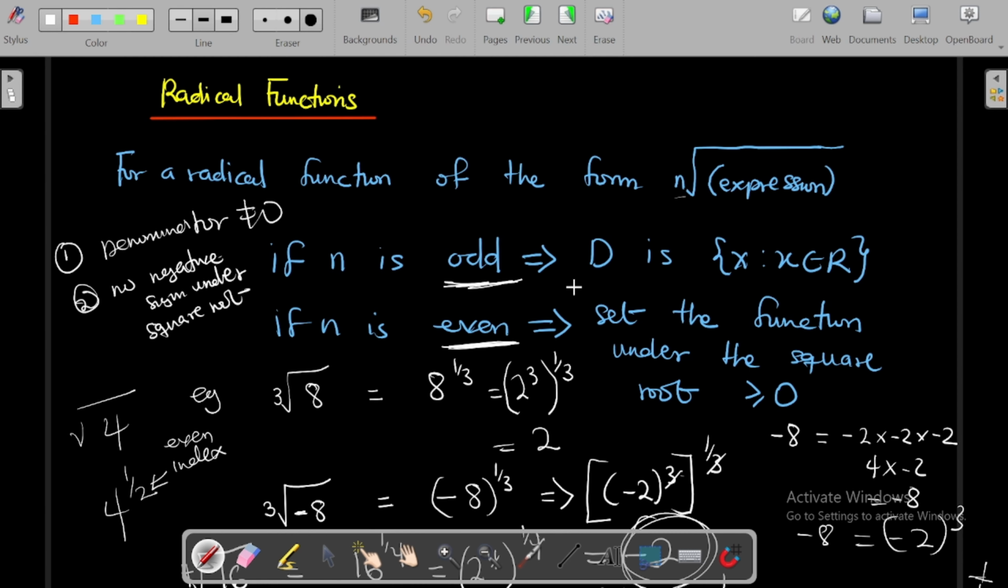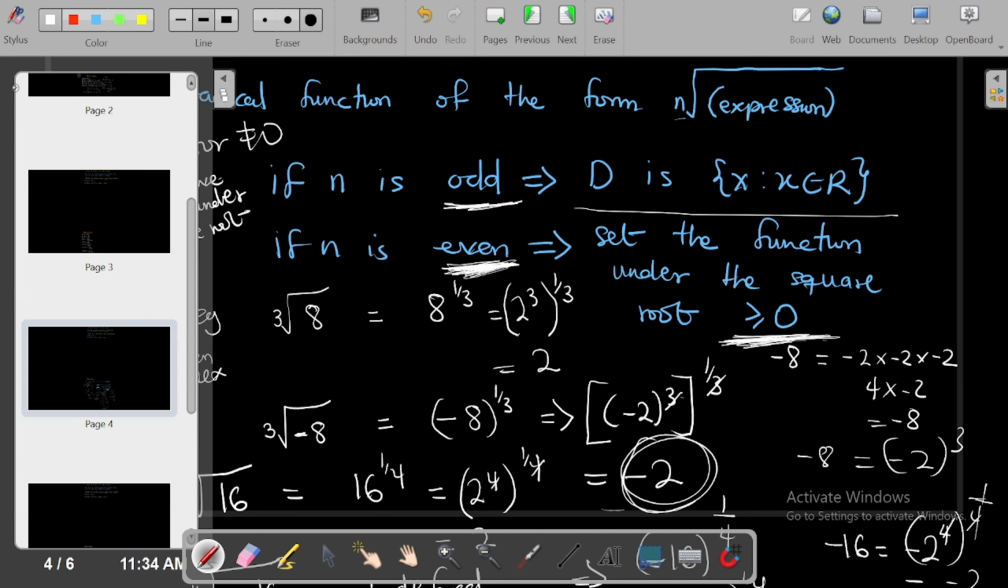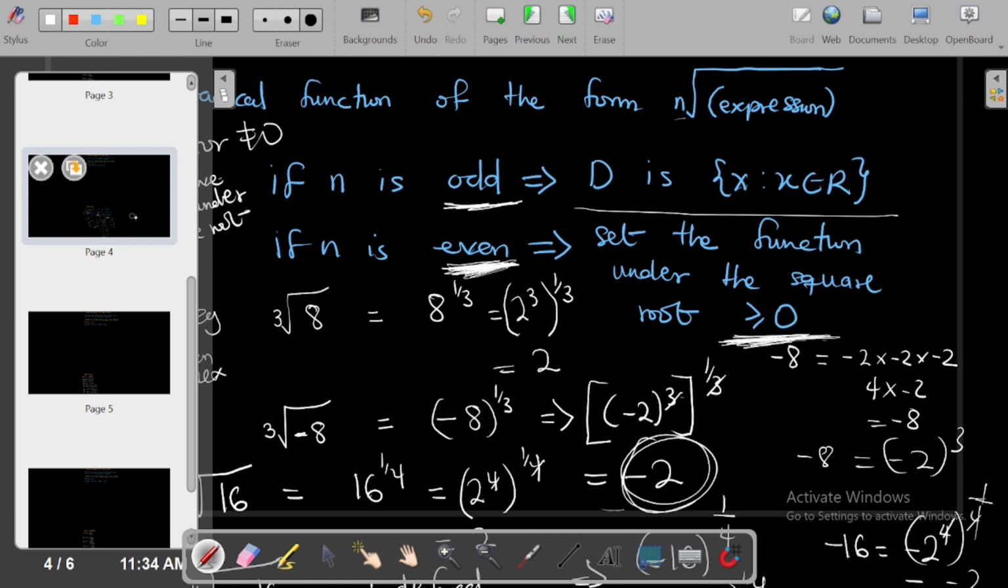So now the idea is that anytime you see a radical function, you check the index. If the index is odd, the domain is very simple. If the index is even, this is what is going to happen. You are going to set the inside of the equation greater than or equal to 0, because any number which is not greater than or equal to 0 will be a negative number. And if you have a negative number under an even square root, then you're going to have an undefined function. So to avoid that undefined function, we set the inside function greater than or equal to 0.